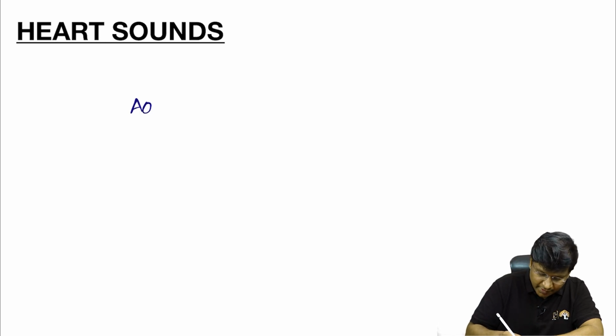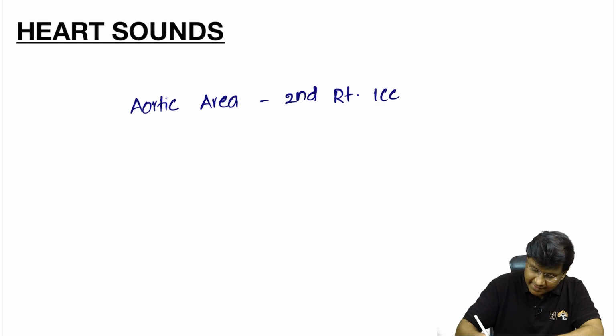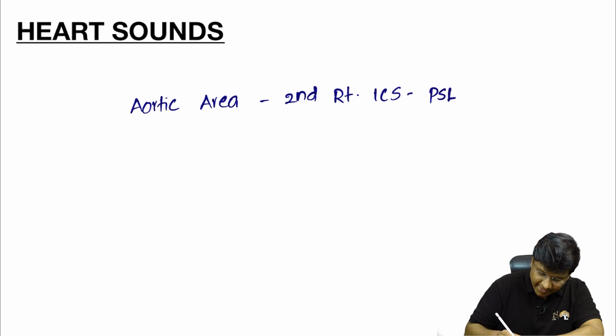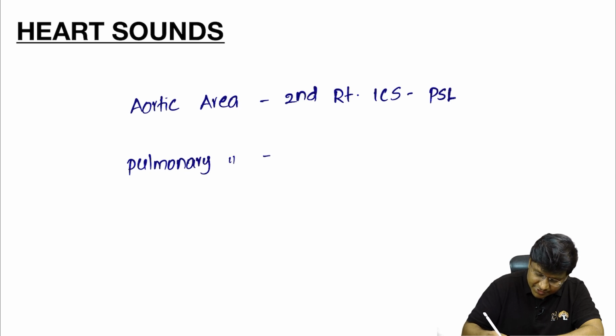So the first important area is the aortic area. The aortic area for auscultation is in the second right intercostal space, at the parasternal line. And then we have the pulmonary area. The pulmonary area for auscultation is in the second left intercostal space, parasternal line.